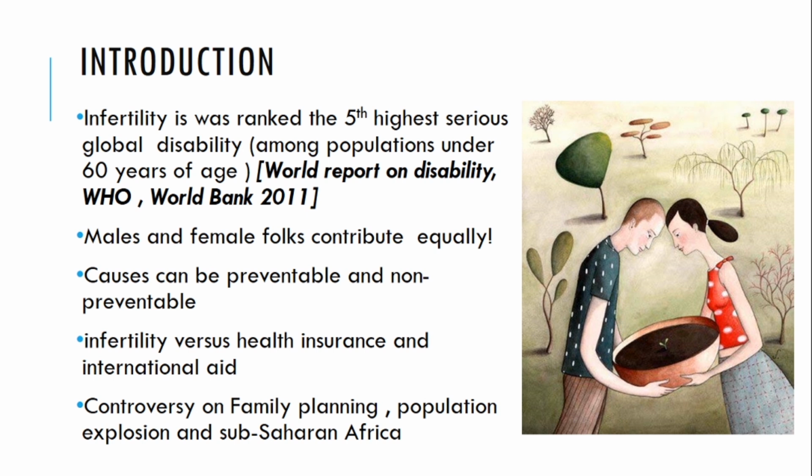Infertility is ranked the 5th highest serious global disability among populations under 60 years of age. This is from the World Report on Disability by the World Health Organization and World Bank in 2011. Males and females contribute equally to the cause of infertility, and these causes can be preventable, and some can be non-preventable. It's important to know that sometimes international aid feels that in sub-Saharan Africa, giving aid for infertility does not justify, because we are still among the people that have the highest fertility rate when compared to other cohorts worldwide.